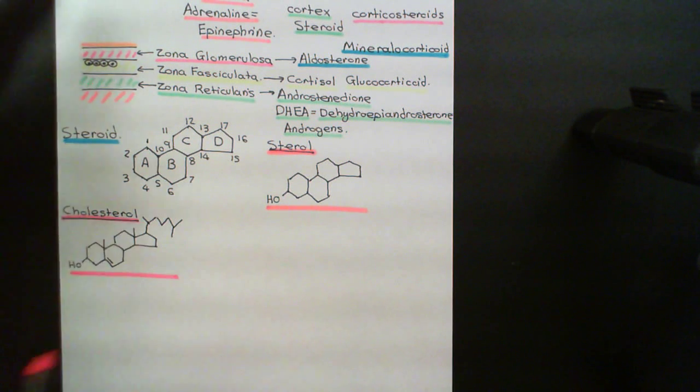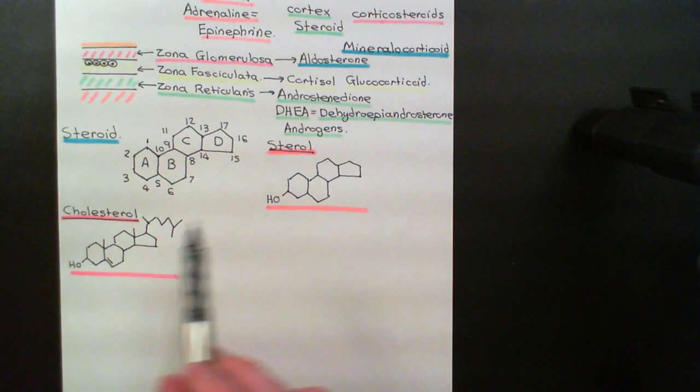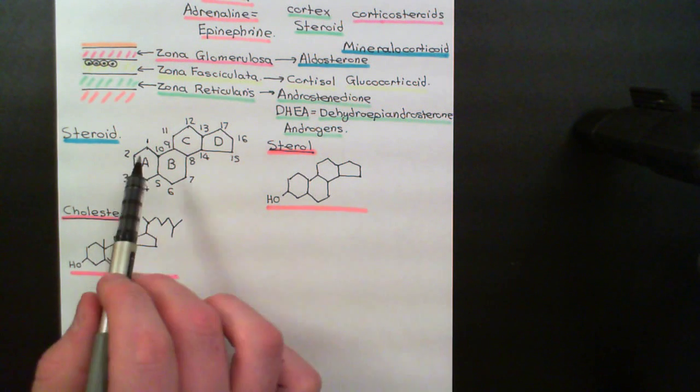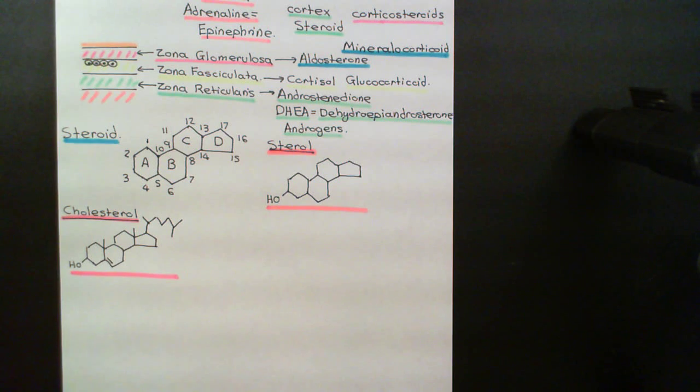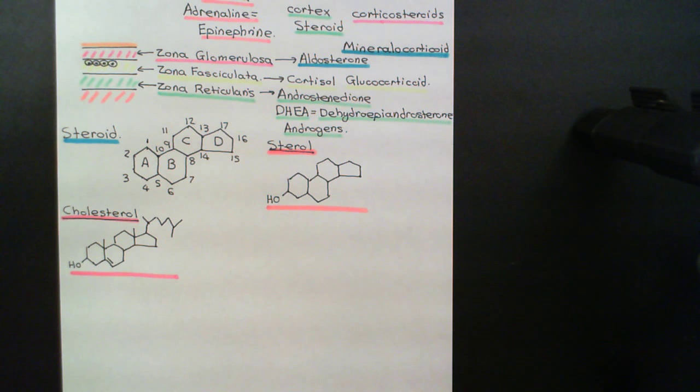Okay, so this is a molecule of cholesterol. This is the skeletal formula for cholesterol. You can see that it clearly is a sterol, and therefore clearly it's a steroid. So cholesterol is a steroid, and we're going to use it in all 3 layers of the adrenal cortex to produce the corticosteroids. We are, of course, interested in zona fasciculata, which will be turning cholesterol into the glucocorticoid cortisol.